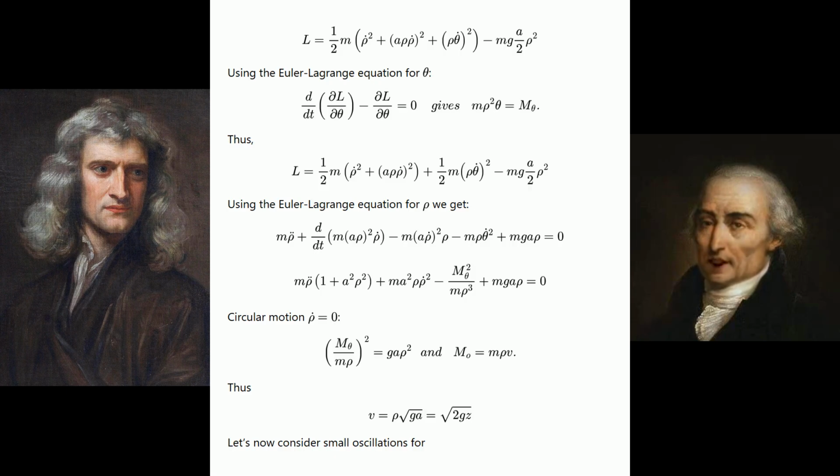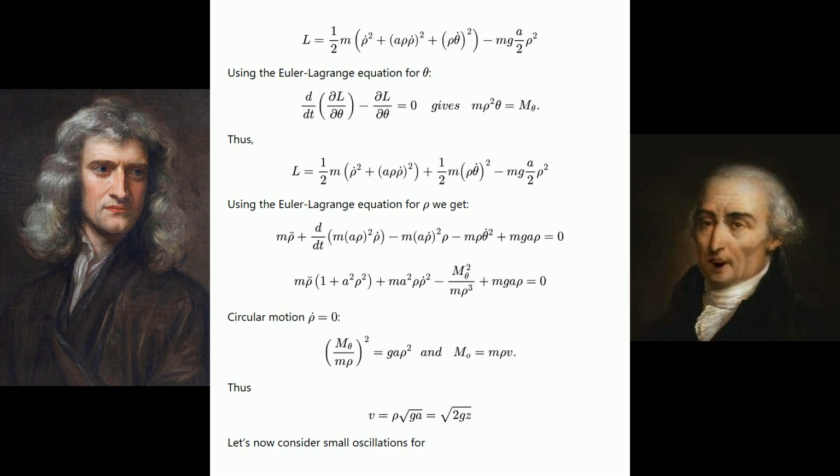Using the Euler-Lagrange equation for theta, see the next equation. Thus, see the equation shown. Using the Euler-Lagrange equation for rho we get, see the next equation. For circular motion, rho dot equals 0. See the equation shown. Thus, see the next equation.